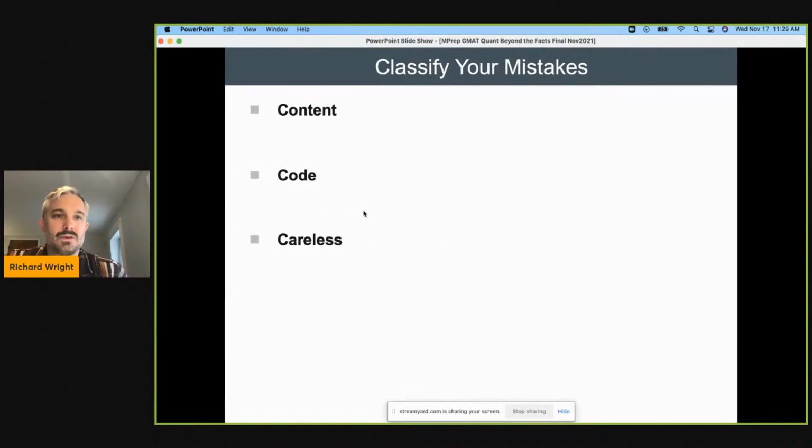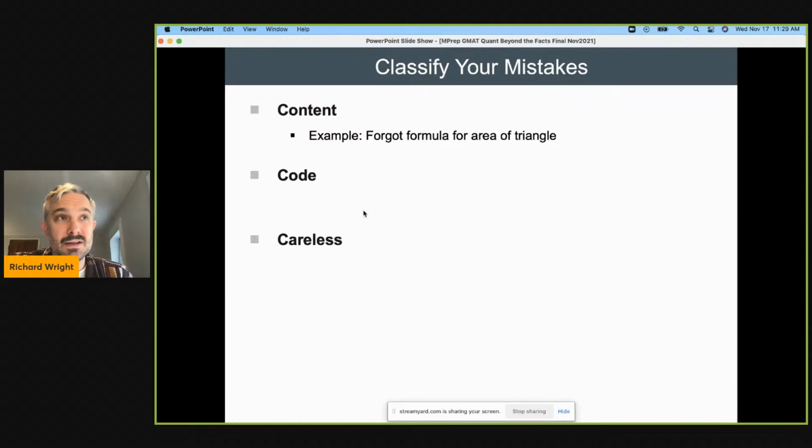Okay, so you definitely want to review all problems. And then you want to classify what kind of mistake you're making. This is crucial. So content mistakes are pretty straightforward. It was a problem about the area of a circle. You didn't remember the formula for the area of a circle. What's the solution? You go study the area of a circle. You make a flashcard with that formula on it. You drill it until you know that formula. Content is very straightforward as a type of mistake.